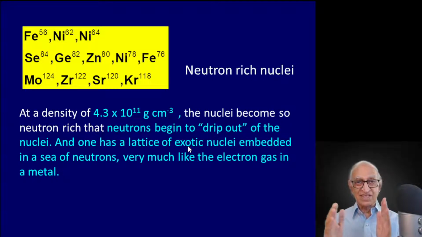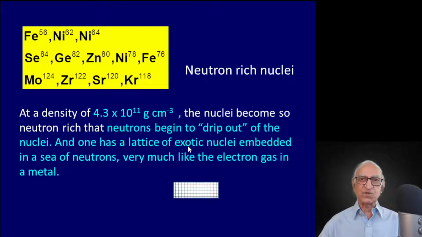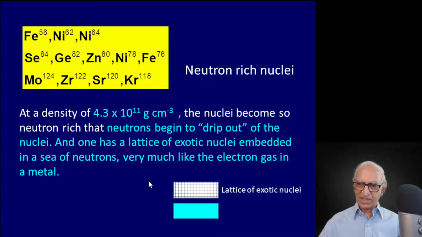Now what we're saying is, when you bring the nuclei closer and closer together, and when the nuclei become more and more neutron rich, the neutrons spill out of the nucleus and form a free neutron gas. So let me show this pictorially. One picture is worth 10,000 words. Originally, we had a lattice of exotic nuclei. Now, what we are saying is that more and more neutrons are dripping out of the nucleus, and so we will have a neutron fluid.